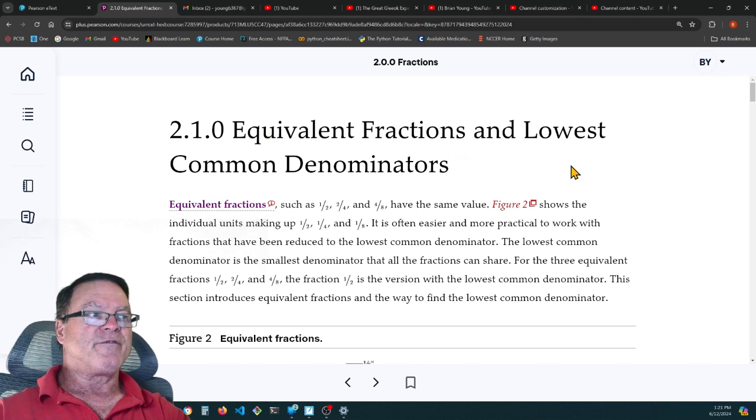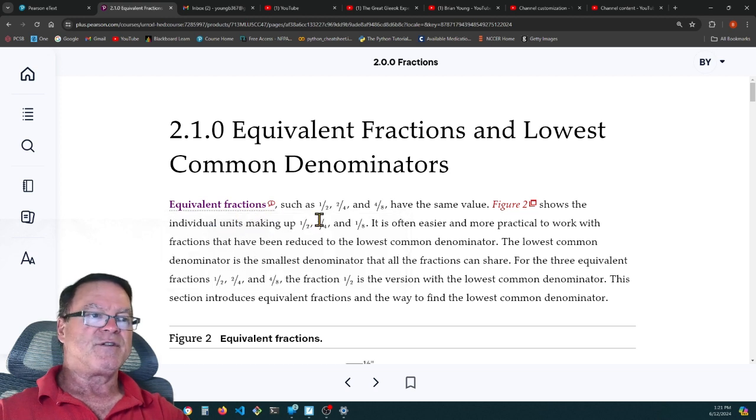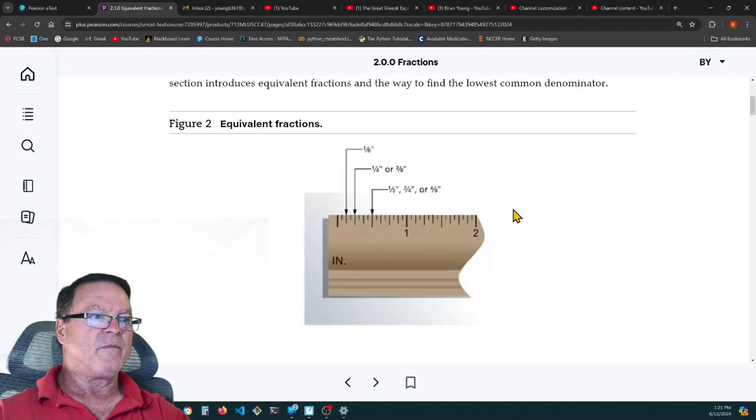2.1.0 Equivalent fractions and lowest common denominator. Equivalent fractions are fractions having different numerators and denominators, but still having equal values, such as the fractions 1/2 and 2/4. 2/4 can be reduced. So 1/2, 2/4, 4/8, those are equivalent. They have the same value. Figure 2 shows the individual units making up 1/2, 1/4, 1/8. They're on a ruler or on a measuring tape. So this is 1/2, this is 1/4, this is 1/8.